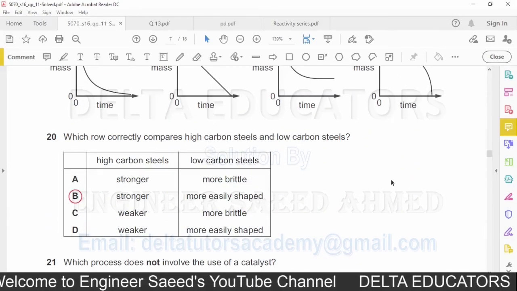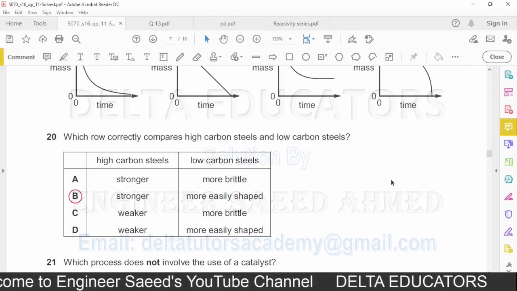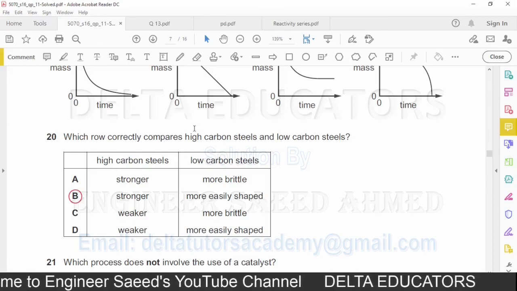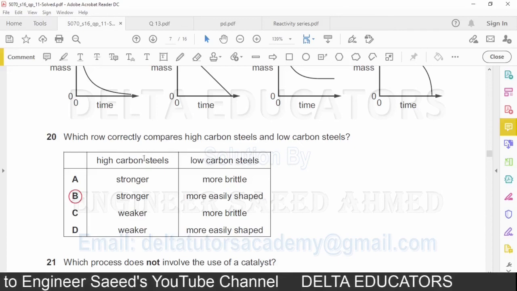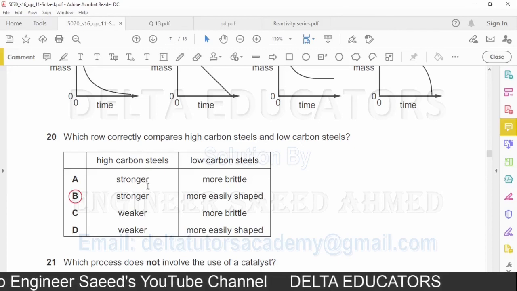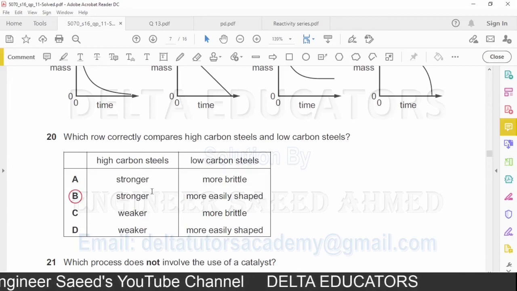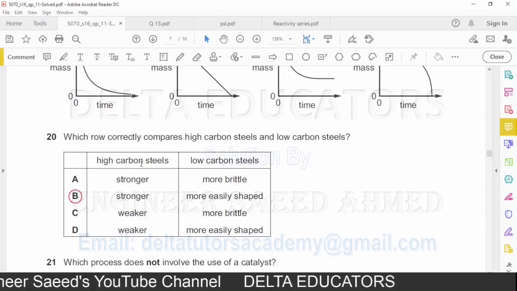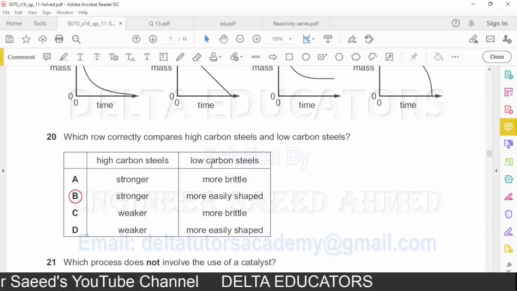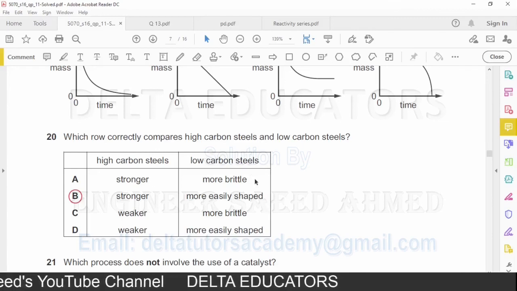Question number 20. Which row correctly compares high carbon steels and low carbon steels? High carbon steels are stronger. Now here in the column for high carbon steel, in A and B it is given stronger, in C and D it is given weaker. So possible options are A and B. Since high carbon steel is stronger, definitely it will be more brittle. For low carbon steel, it will be less brittle. Less brittle means option A is not a possible option.